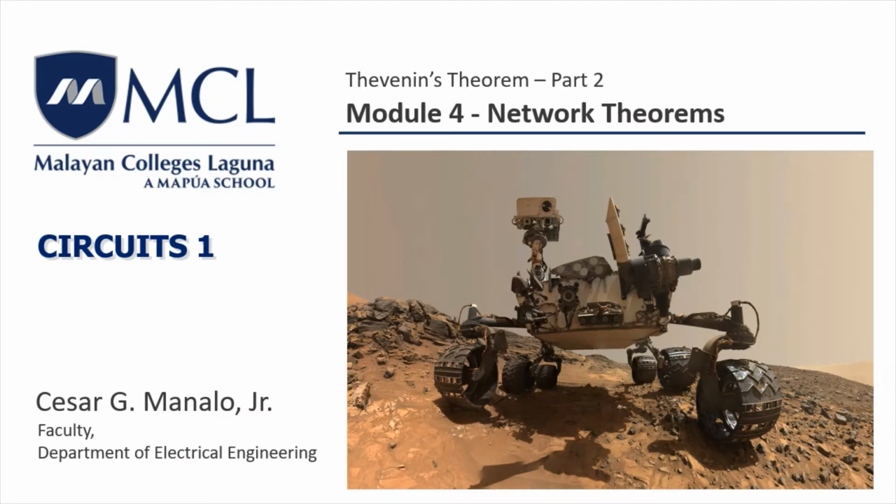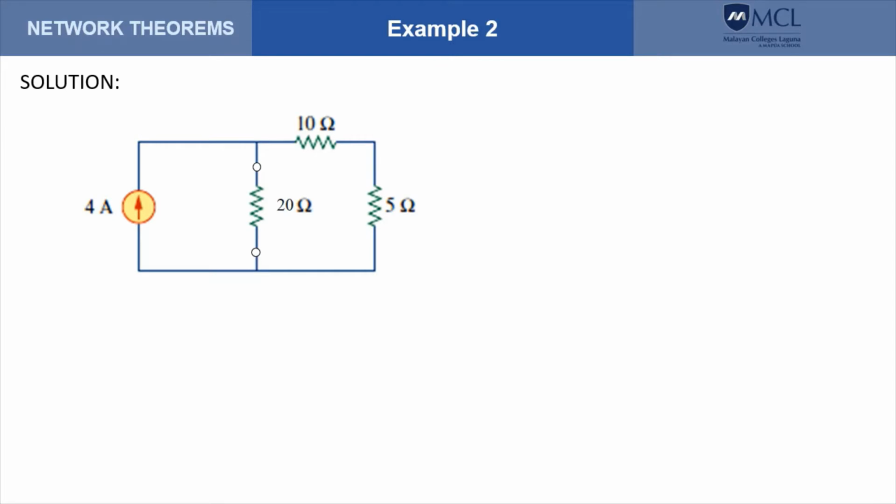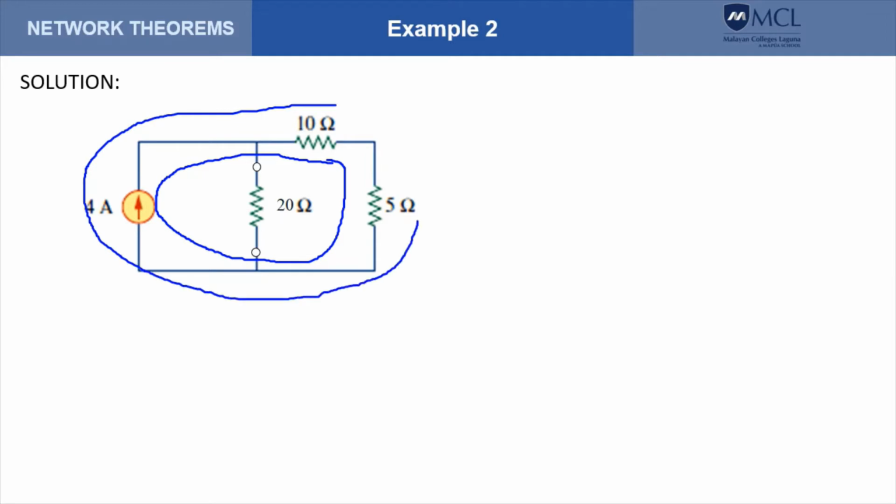In this video, we'll have more examples of circuit analysis that use Thevenin's theorem. In this example, we're tasked to determine the Thevenin's equivalent circuit as seen by the 20 ohm resistor. So in this problem, this really means that we want to know the Thevenin's equivalent of the circuit surrounding the 20 ohm resistance, which is really this circuit.